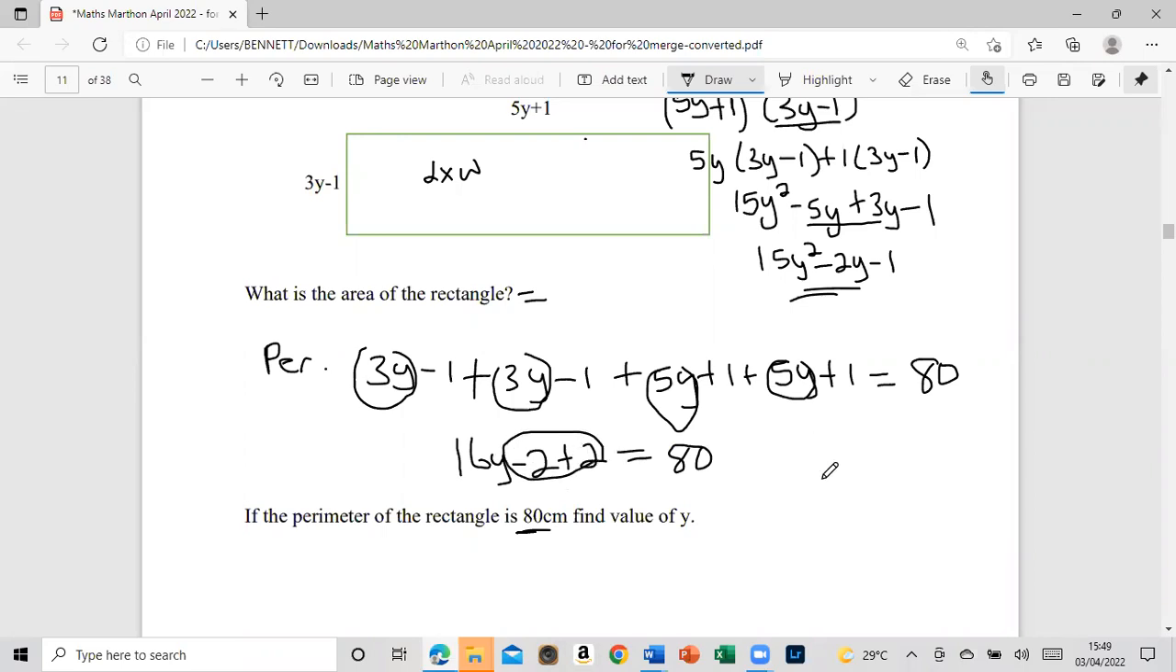So 16y equals 80. What is 80 divided by 16? How many groups of 16 can you get out of 80 things? Anyone?